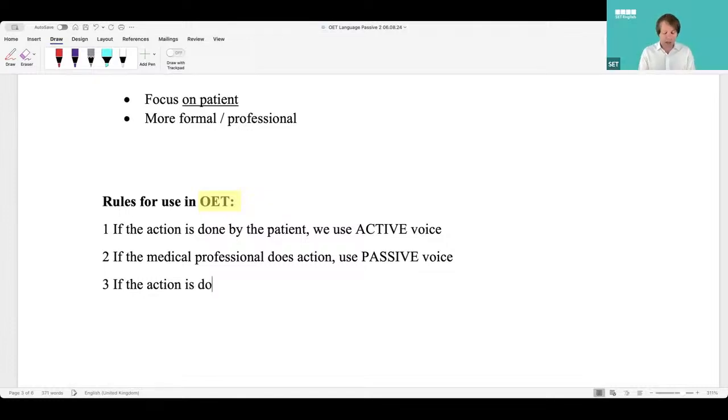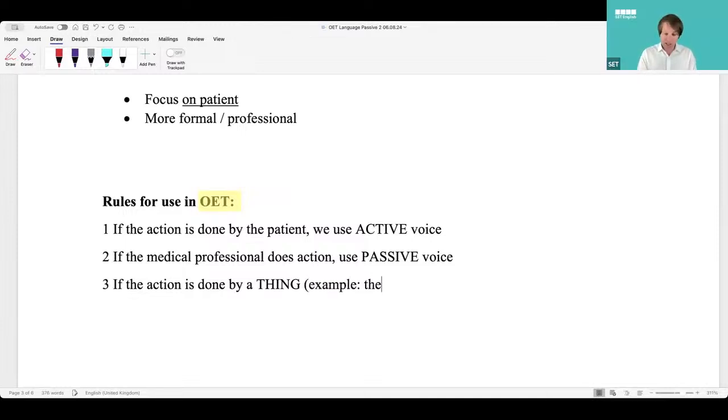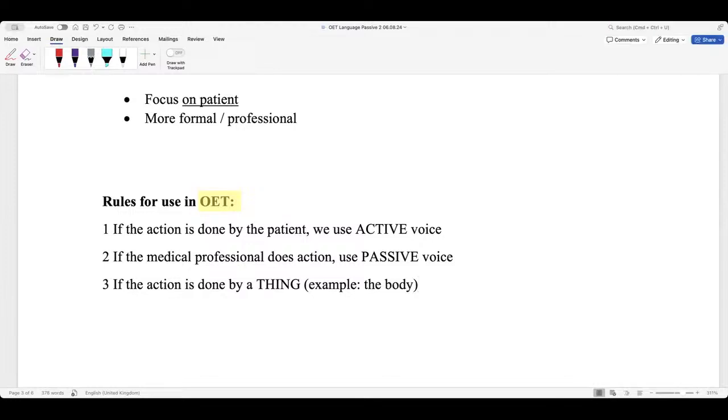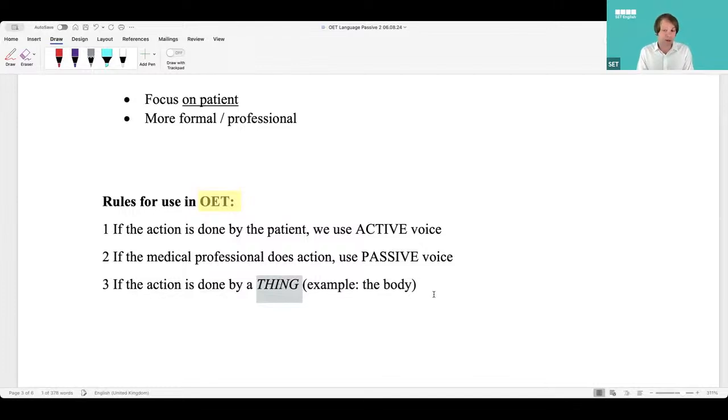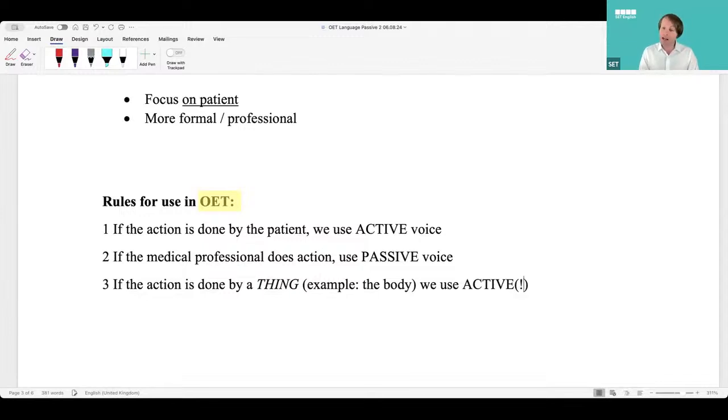Now here's the tricky bit. If the action is done by an object or a thing, for example the body or a body part, yesterday I confused this. The body is a thing, but you, the mind, are not a thing. So if it's done by a thing, like the body, what do we use? We use active, which is a little bit crazy.